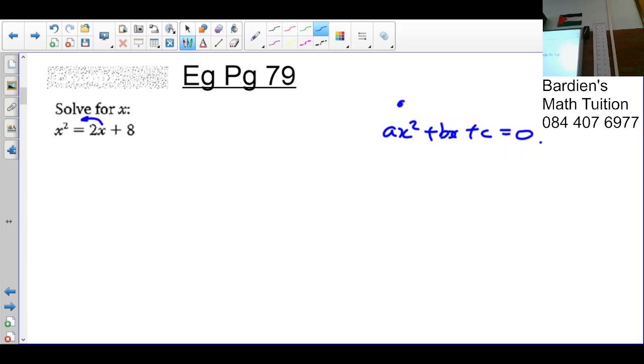So you bring that over the equal sign, so you get x squared minus 2x minus 8 is equal to 0. Now what do we do? Factorize. So factorize our favorite trinomials.